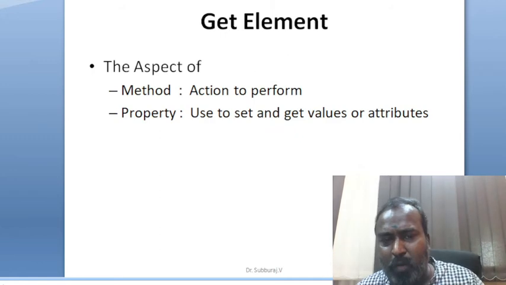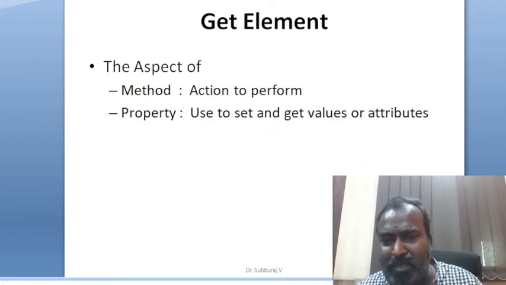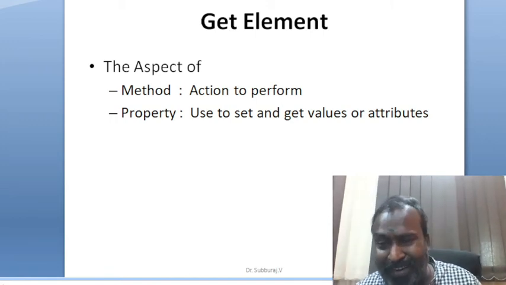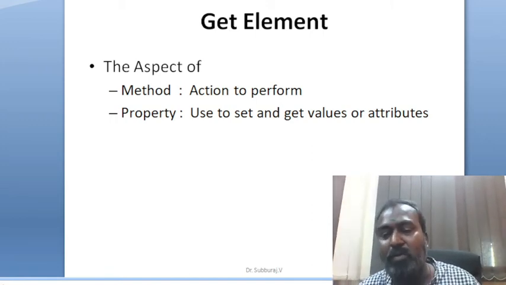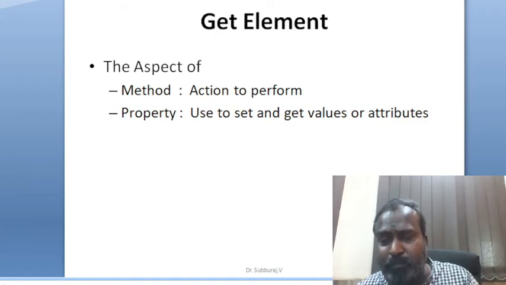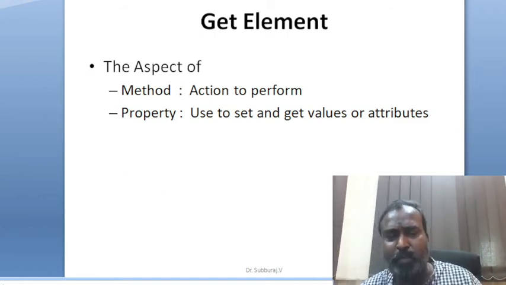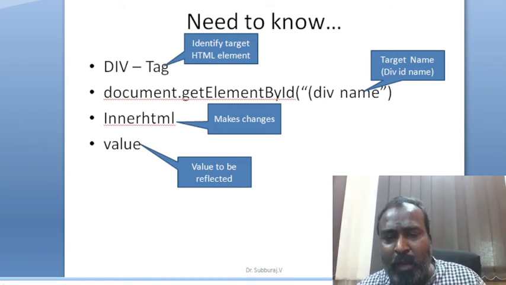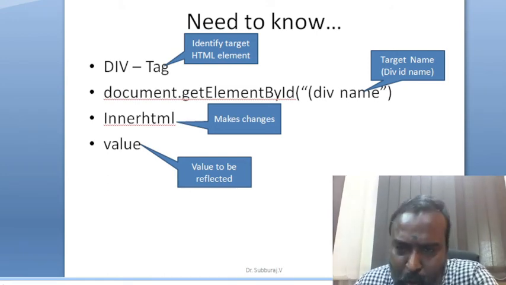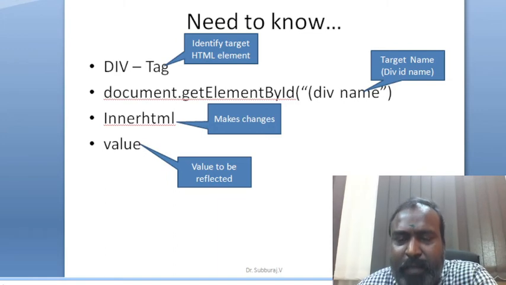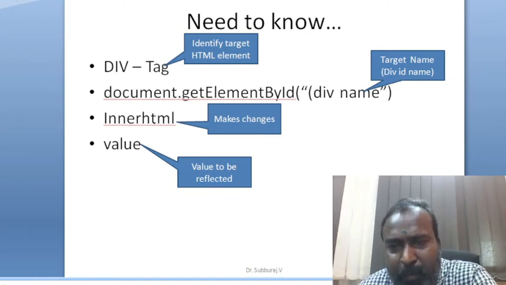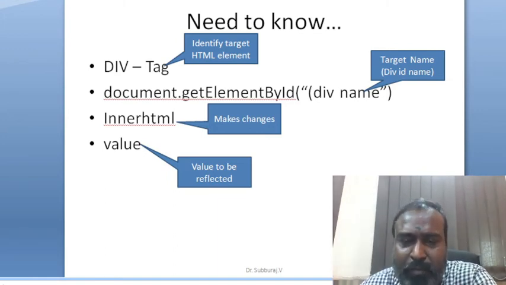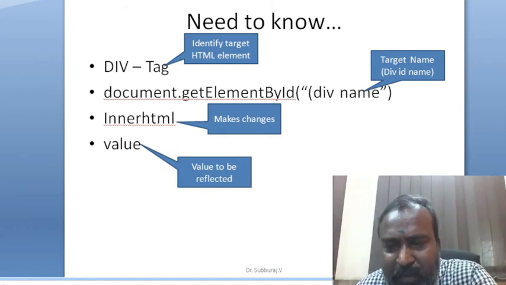For that, we have a new terminology called getElement, which has methods and properties. For example, if you want to access what is in text box number 1, you can use getElement to access that value, as well as the particular control, the text box. What other things should you know? The div tag, then document.getElementById, then innerHTML, and value. What are these four different aspects?